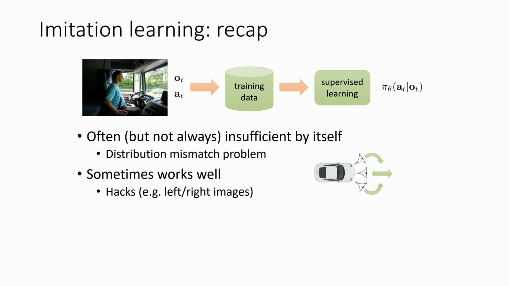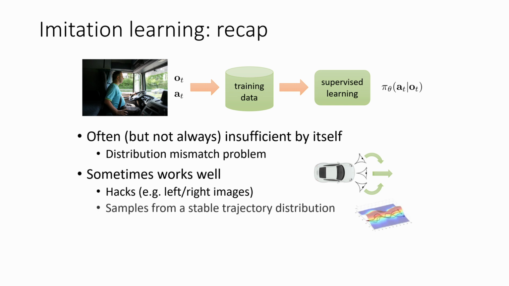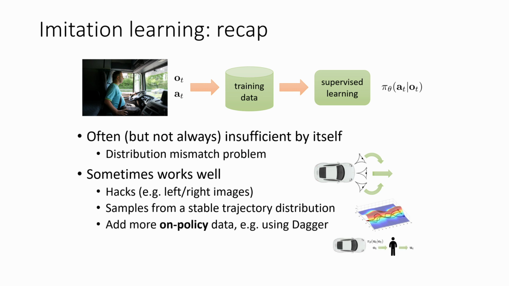like putting a camera that faces left and a camera that faces right. You could sample from a more stable trajectory distribution. So you could, for example, intentionally ask your human expert to make mistakes so that they can correct them. You could add more on-policy data, for example, using DAgger. Or you can just design a really good model that fits your data very well.